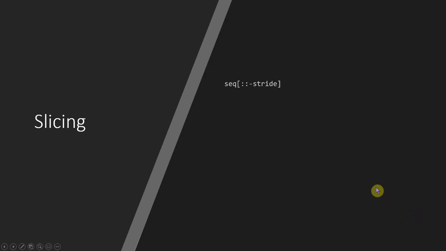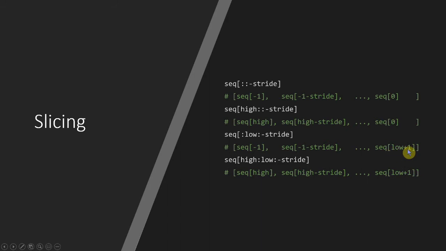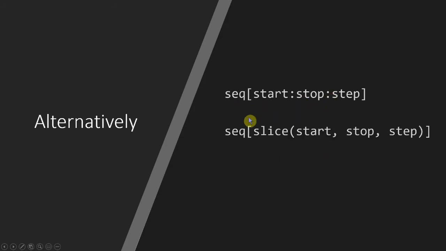So you can also go backwards if you have a negative stride. If you go backwards though, you go from high to low. You can start at high, end at low. And it's worth noting this time that you end at low +1 rather than low. And if you don't want to do that, instead of using sequence start stop step, you can use the slice function with start, stop, and step. Although it's a lot easier to use this, so there's not really any need to use that function there.